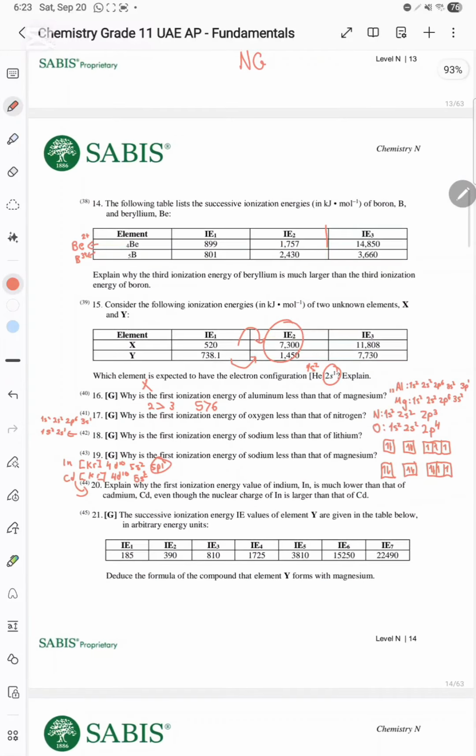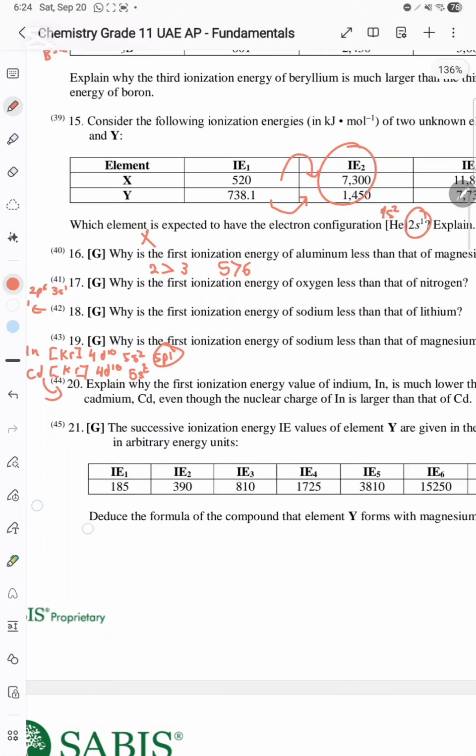Now, question 21 is saying these are the ionization energies of element Y. Write down the formula of element Y with magnesium. Now we know magnesium is Mg, 2 plus.